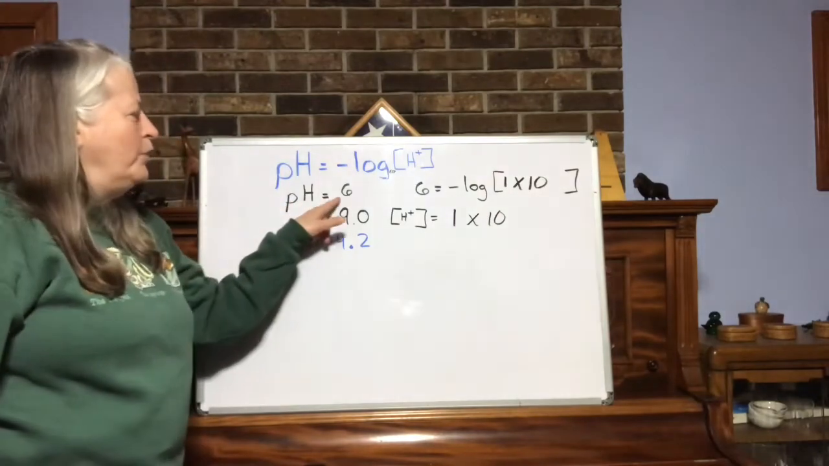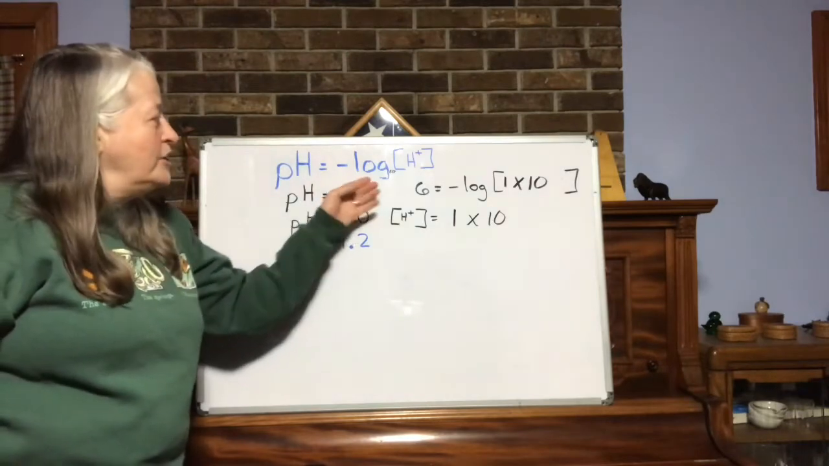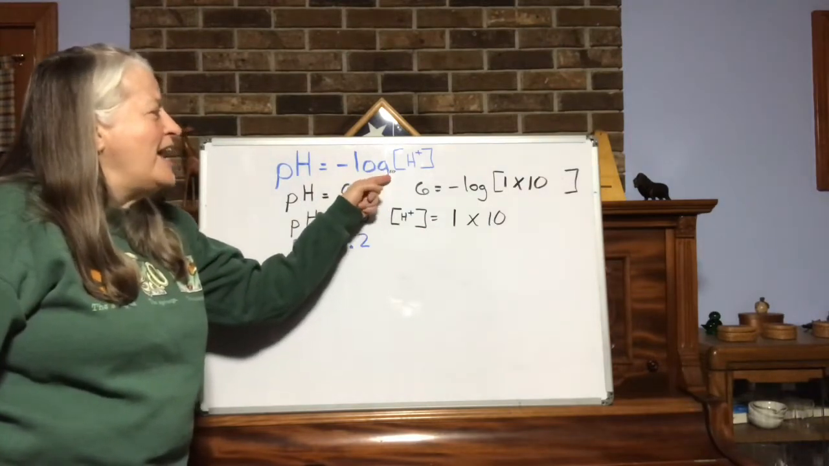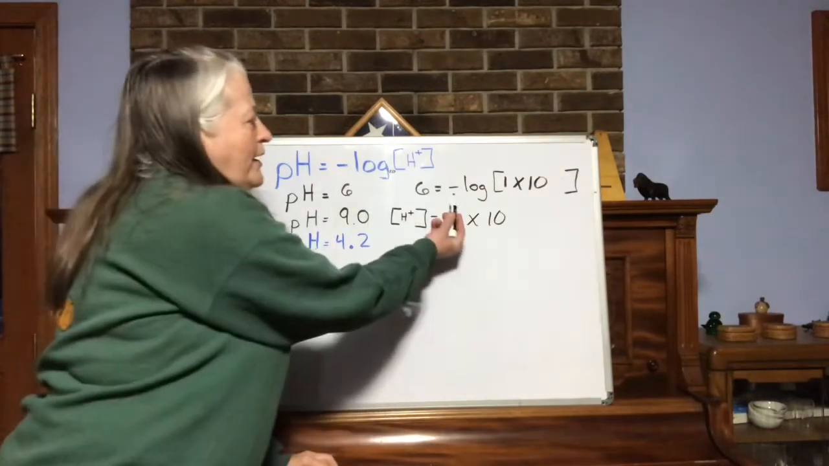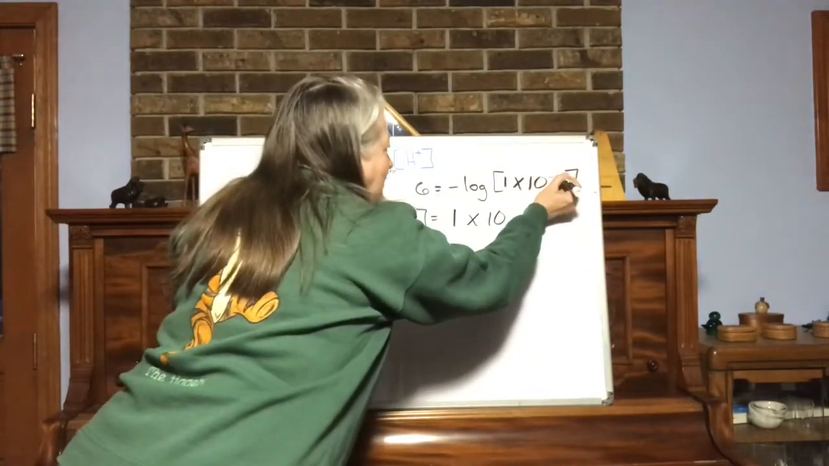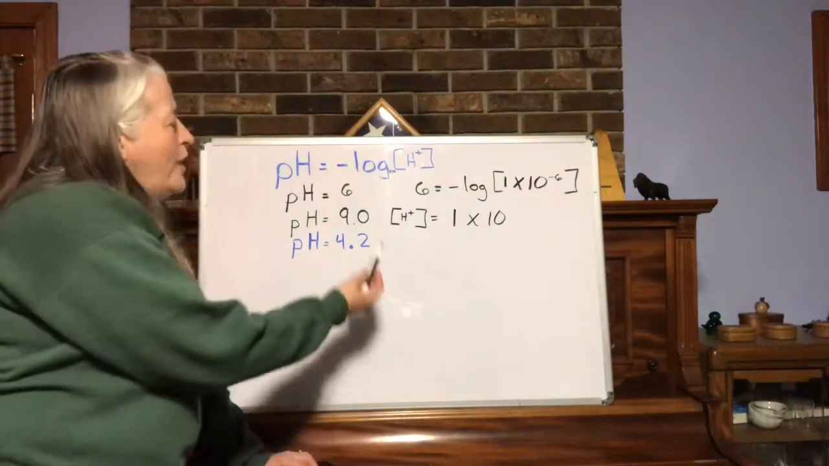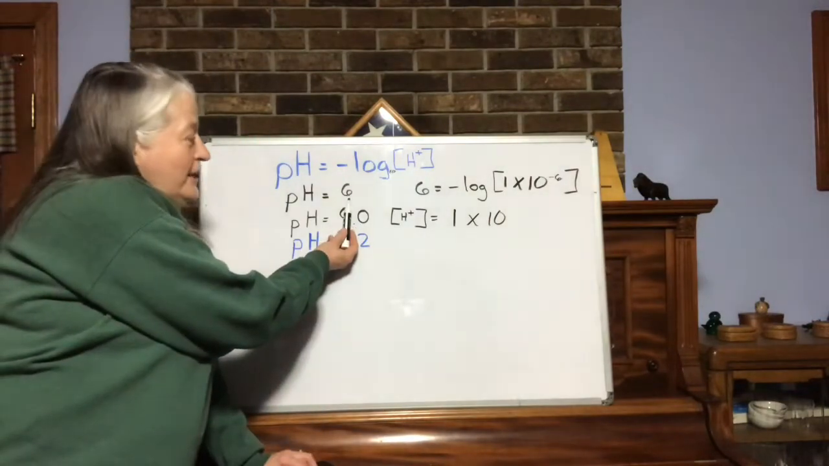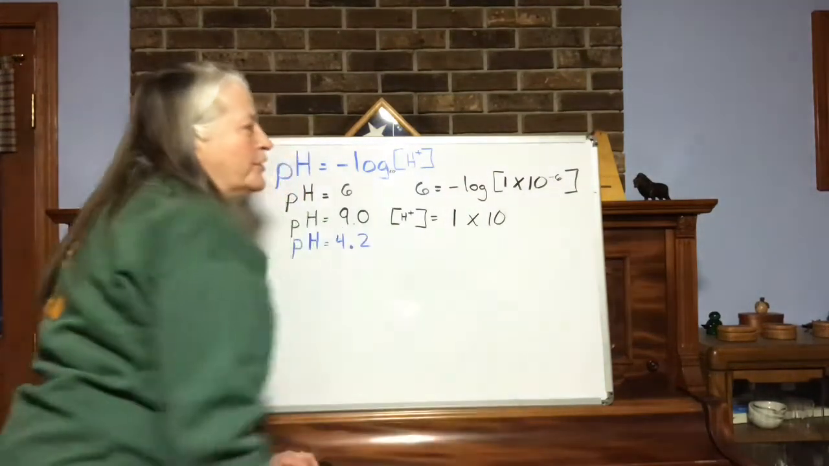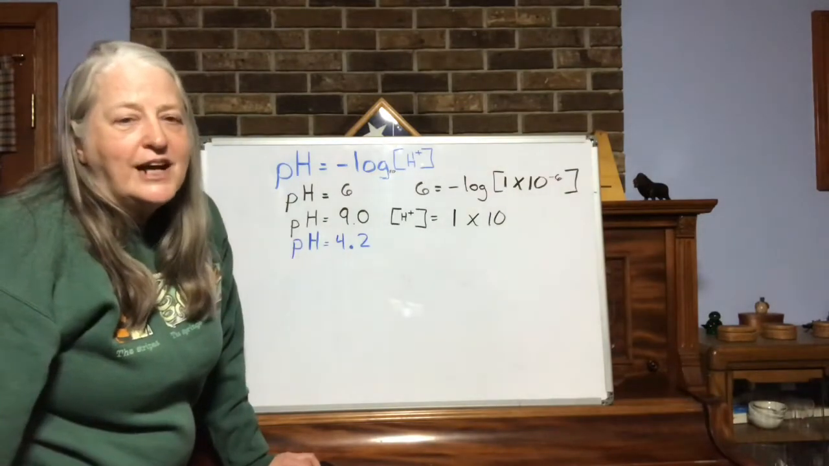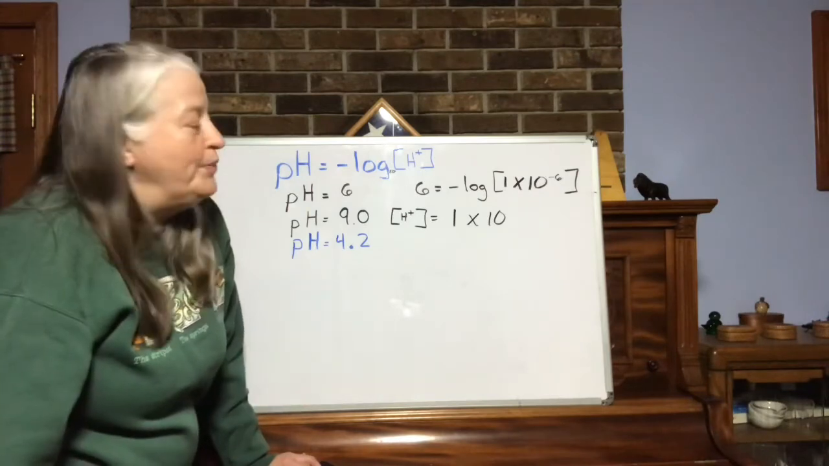So in our first example, when we have a pH of 6, the negative value of that would be negative 6. So what if I raise 10 to the negative 6 would equal that concentration? Well, that would be 10 to the negative 6. So when you have a pH that's a whole number, it's really easy because you're just going to take the negative value of that whole number and put it in your exponent in scientific notation and say 1 times 10 to the negative value of the pH.